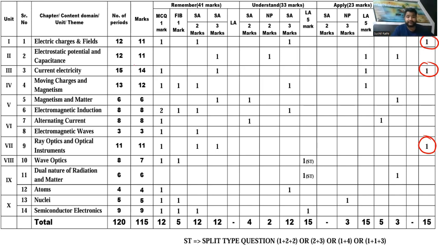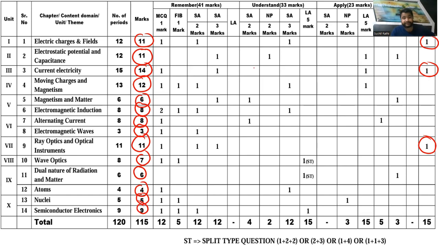So listen carefully. The blueprint says you have 11 marks from electric charges and fields. You have electrostatics 11 marks, current electricity 14, moving charges 12, magnetism 6, electromagnetic induction 8, AC 8, electromagnetic waves 3, ray optics 11, wave optics 7, dual nature 6, atoms 4, nuclei 5, and semiconductor 9.